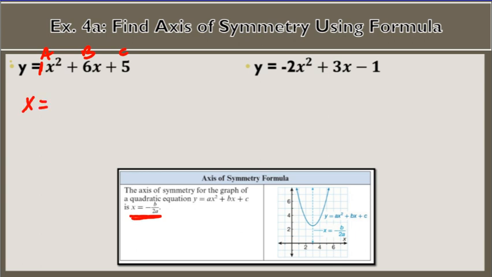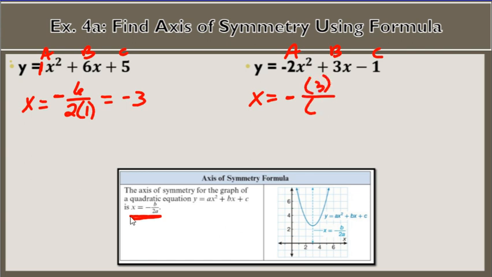So if I use the formula, x equals negative, my b is 6, divided by 2 times a, which is 1. So 6 divided by 2 is 3, times the negative is a negative 3. And here's our a, b, and c. So x equals a negative, and then my b is 3, divided by 2 times my a, which is a negative 2. That will give us a negative 3 over a negative 4, which is a positive 3/4.